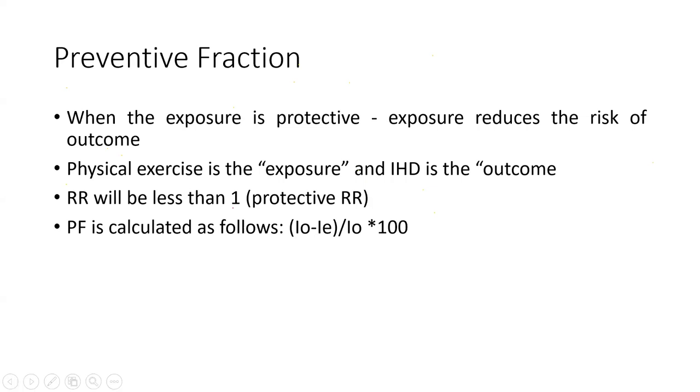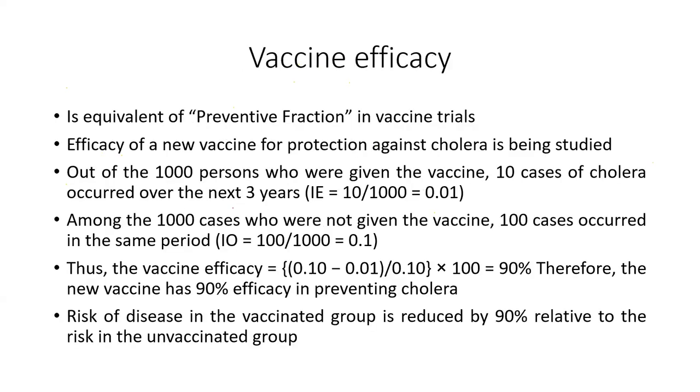And as Anjana rightly mentioned, it is incidence in the unexposed minus incidence in the exposed, divided by incidence in the unexposed, multiplied by 100. And this is what is your vaccine efficacy. This is a concept which is very, very critical and important to understand.